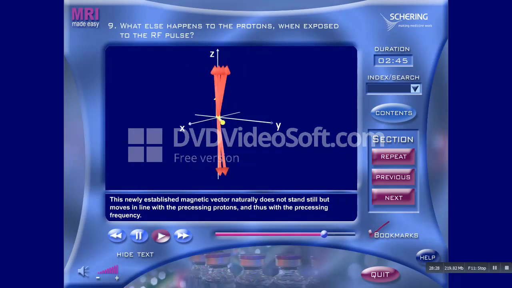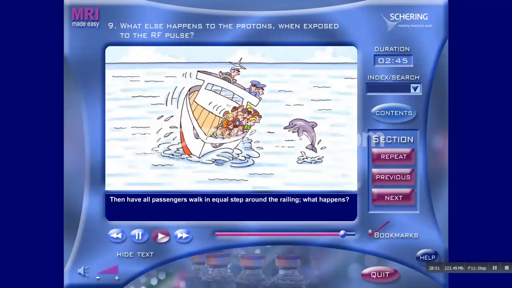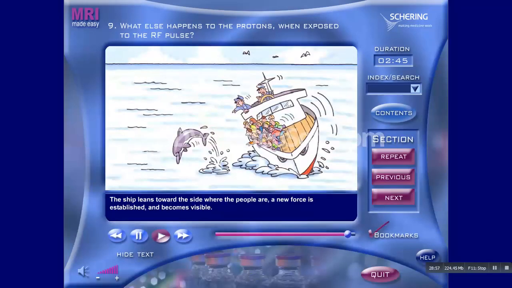The situation can be compared to a ship. Think about the passengers being distributed randomly all over the deck. The ship is then in a normal position. Then have all the passengers walk in equal step around the railing. What happens? The ship leans towards the side where the people are. A new force is established and becomes visible.